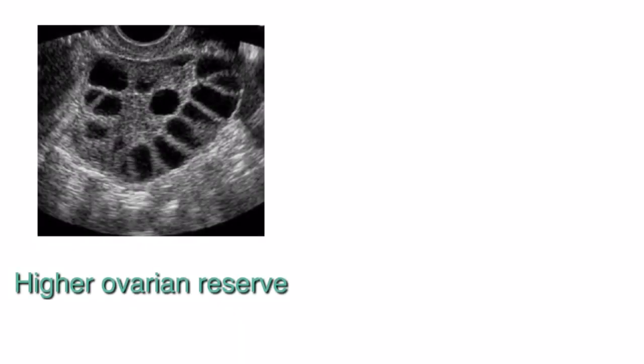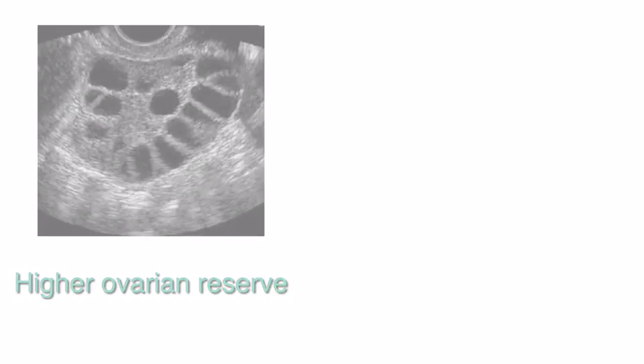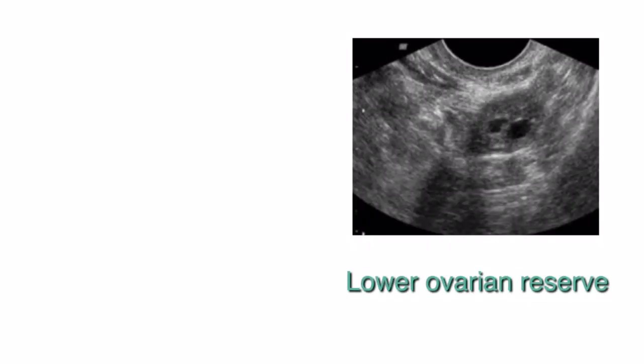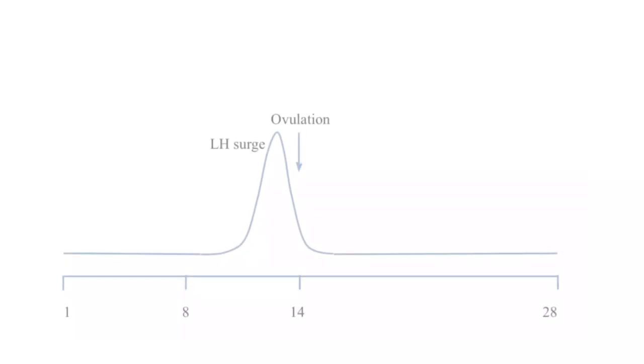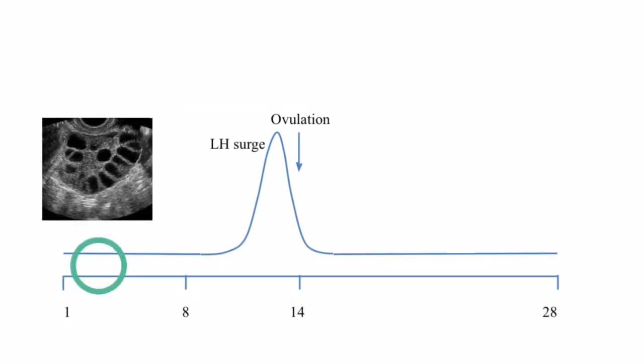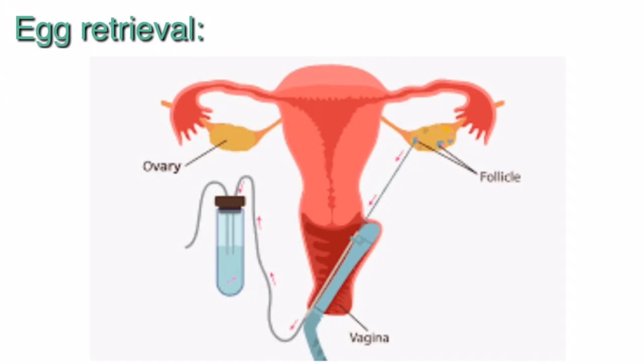The higher the number of follicles, the better the ovarian reserve, and the lower the number of follicles, the lower the ovarian reserve. The ideal time to count the follicle number is at the beginning of the cycle, such as cycle day 2 to 4, and the antral follicle count can also give us an estimate of how many eggs we may retrieve with fertility treatments such as IVF.